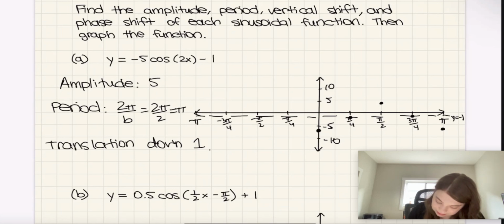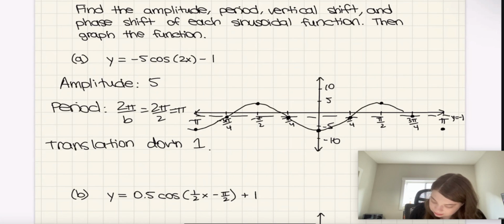Same thing the other way. And then up to 4, back down to the midline, and then back down to negative 6 like that. And now I'm just going to connect my points like this.